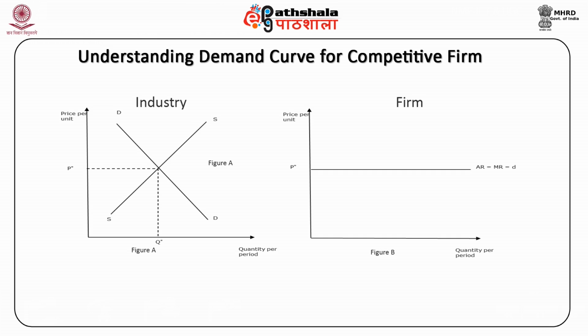These figures illustrate how the intersection of market demand and supply curves of the industry determine the market price, which is taken as given by the firms. Thus, the firms become price takers.